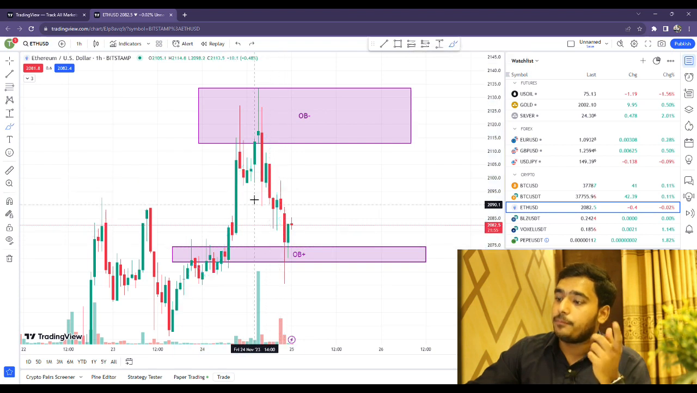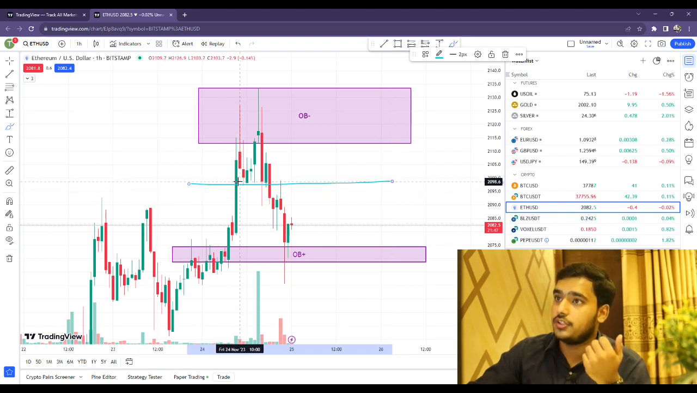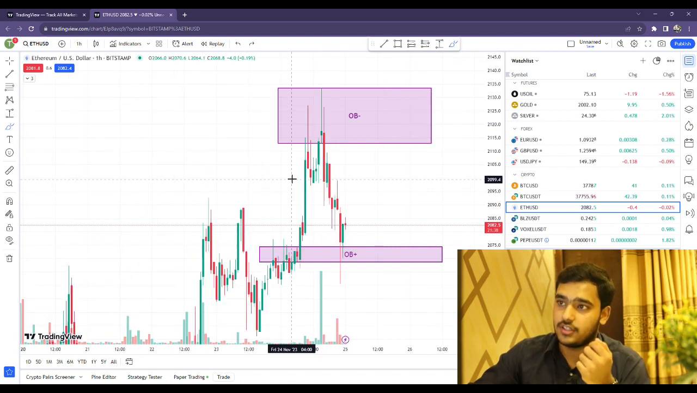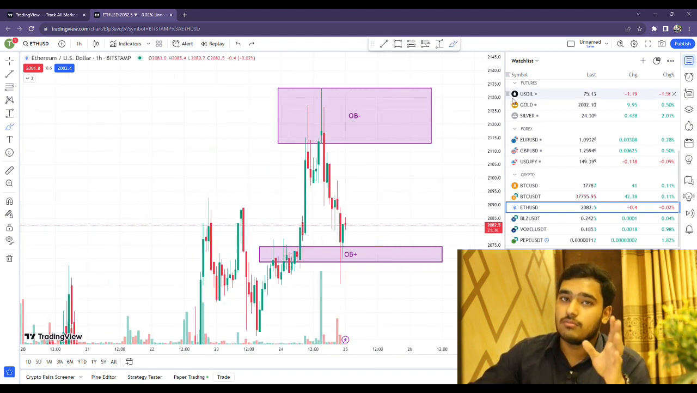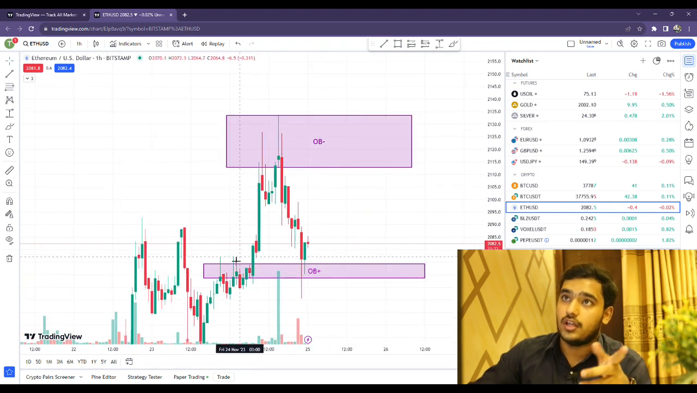Now, as we have drawn the positive OB for the long position, I'm gonna draw the negative OB for the short position. So if you short from this area and we dump to this area, it is about 1.6%, which is 16% on 10x leverage. So it is around 40% profit on futures by using a simple 1 hour chart and just OB.